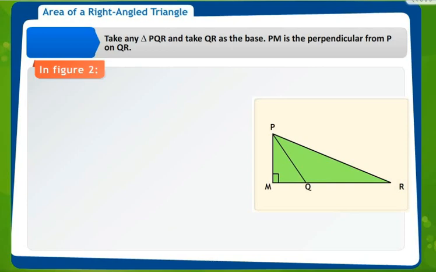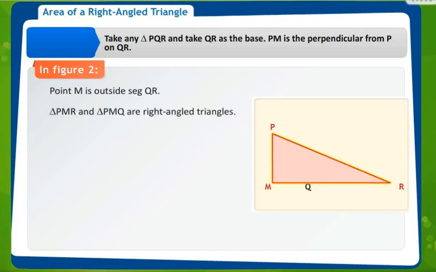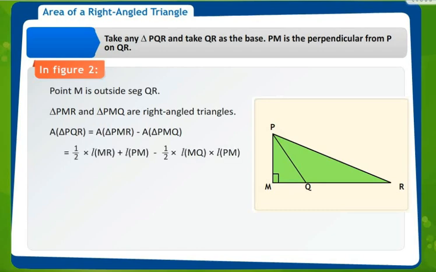Take any triangle PQR and take QR as the base. PM is the perpendicular from P on QR. Point M is outside segment QR. Triangles PMR and PMQ are right angled triangles. So area of triangle PQR is equal to area of triangle PMR minus PMQ. Now for PMR it is half into MR into PM, and for PMQ it is half into MQ into PM.